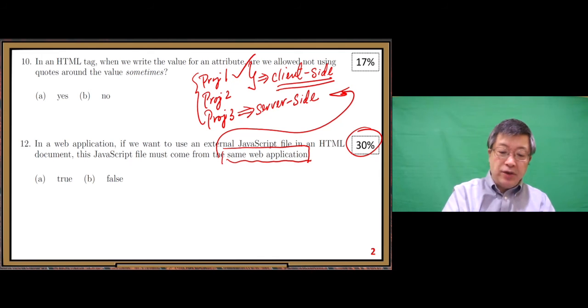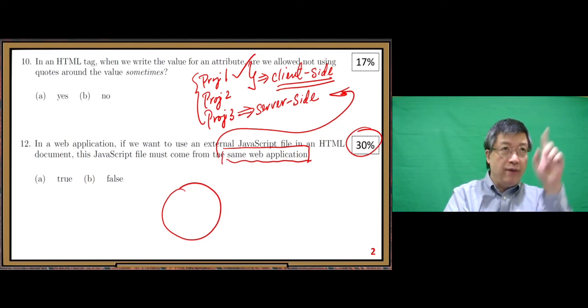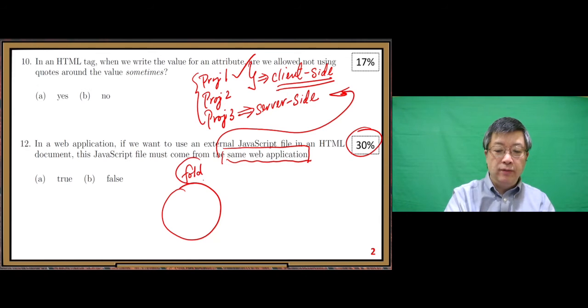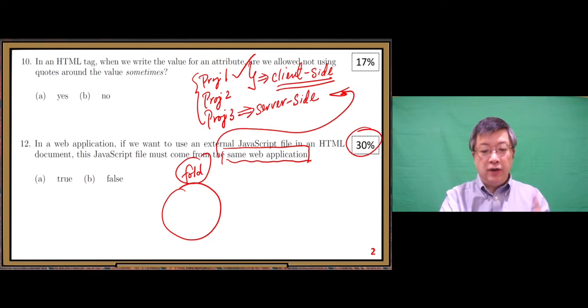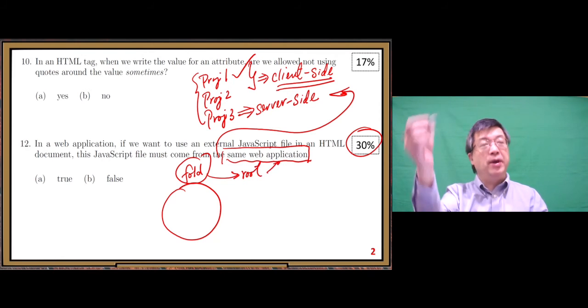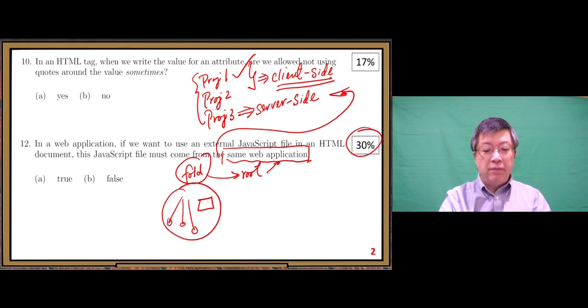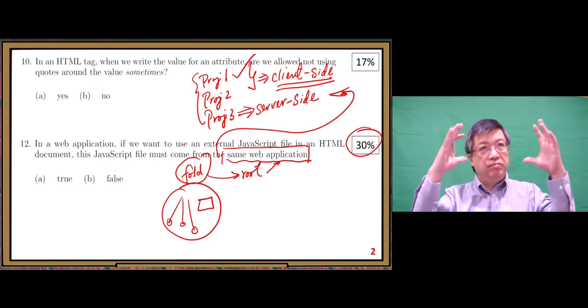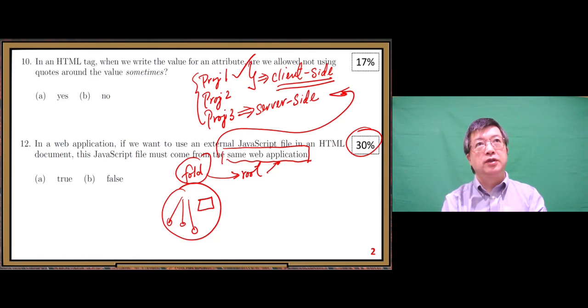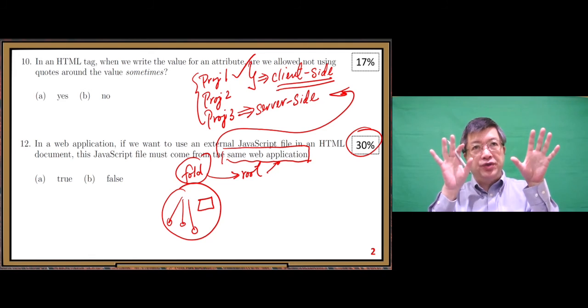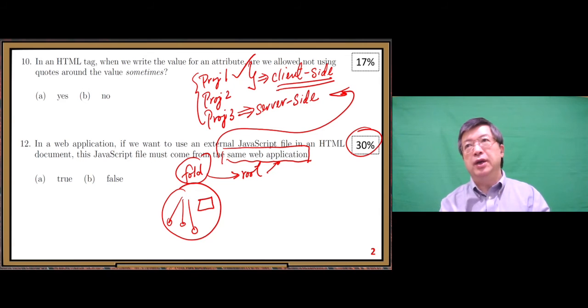One web application, you have to put all the files in one folder. You need to create a folder as the root folder of your web application. Everything else, you can have other files and subfolders inside this root folder. Those are all the resources of your web application.